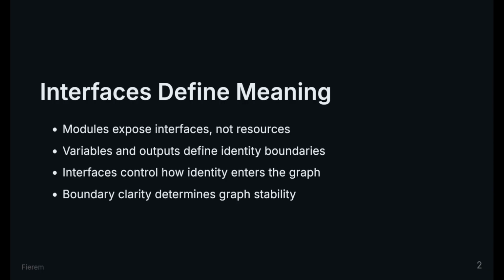Every Terraform module exposes an interface. That interface is not the resources. It is not the provider. It is not the cloud. It is the set of variables and outputs that allow identity to enter and leave the graph. A clean variable interface controls how identity flows inward. A messy one invites ambiguity. Today, we examine how to design variable boundaries that preserve meaning.